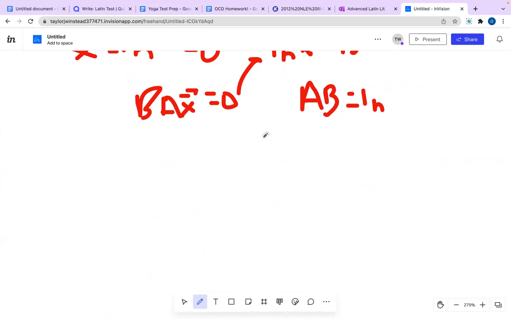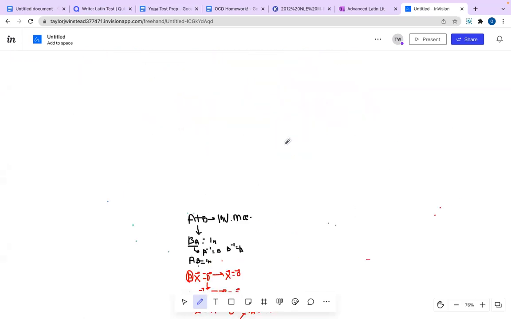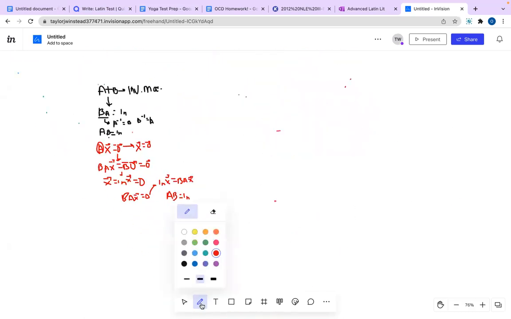And if you want to check this, you can plug it in. You can take BA, and you can take actual numbers. We can take any matrix for B and any matrix for A, and we can multiply them together to check that they're inverses, because they should equal out to the identity matrix. So if you wanted to go through the process of checking that, you could.